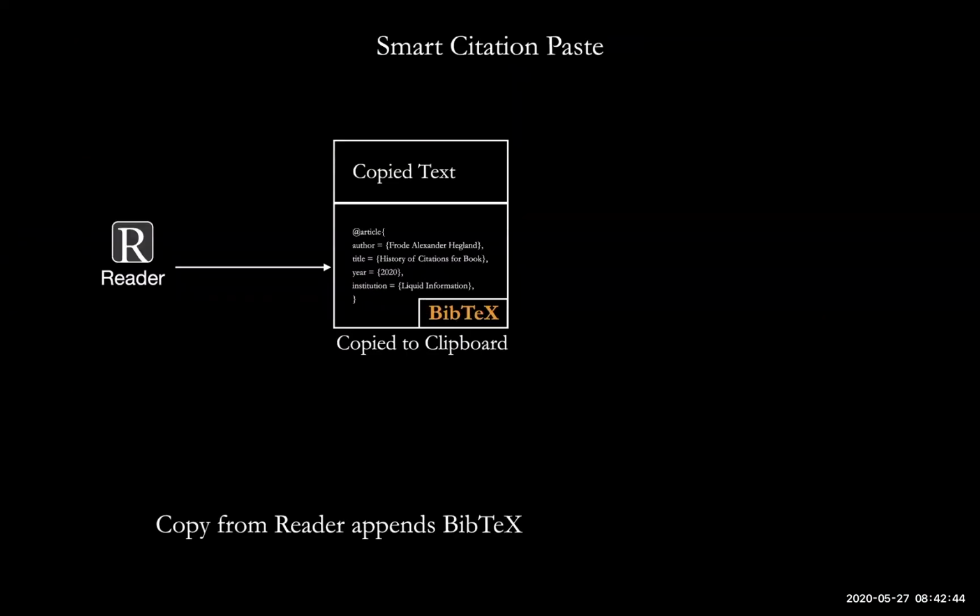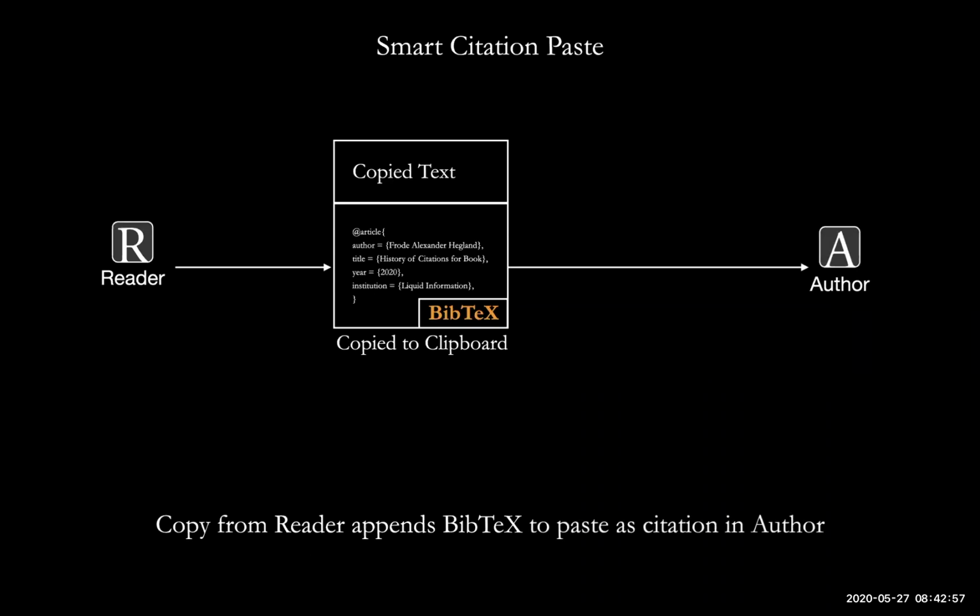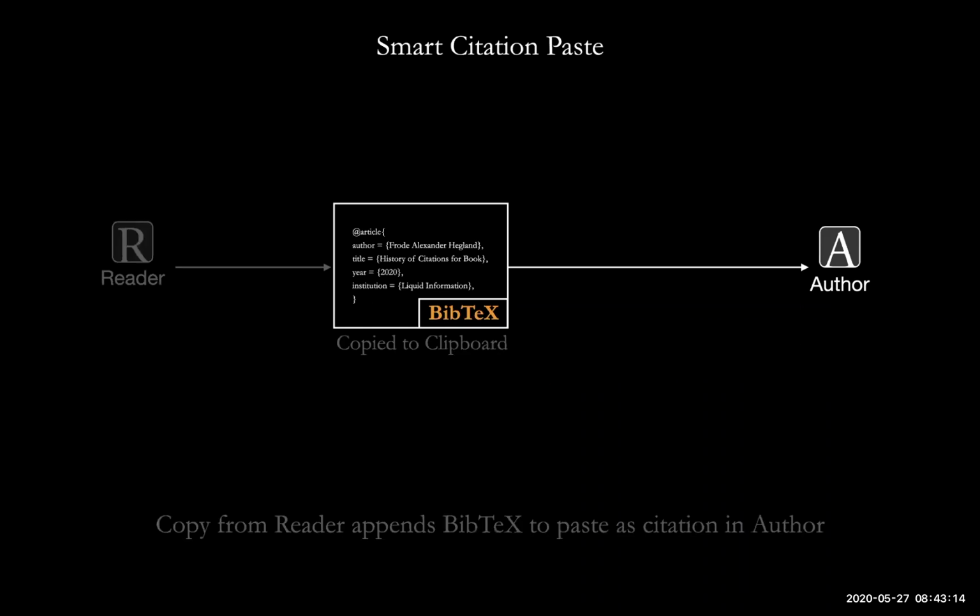So in Reader, when you copy text, if it has visual meta attached, as you saw earlier, the BibTeX is at the back of the document. So what happens is Reader appends the BibTeX to that copied text, sends it to Author. Author understands this is actually a citation. It's not just plain text. You don't actually have to select text in Reader. You can just open a document and do Command C, then go to Author to paste, so you can cite without specific text.